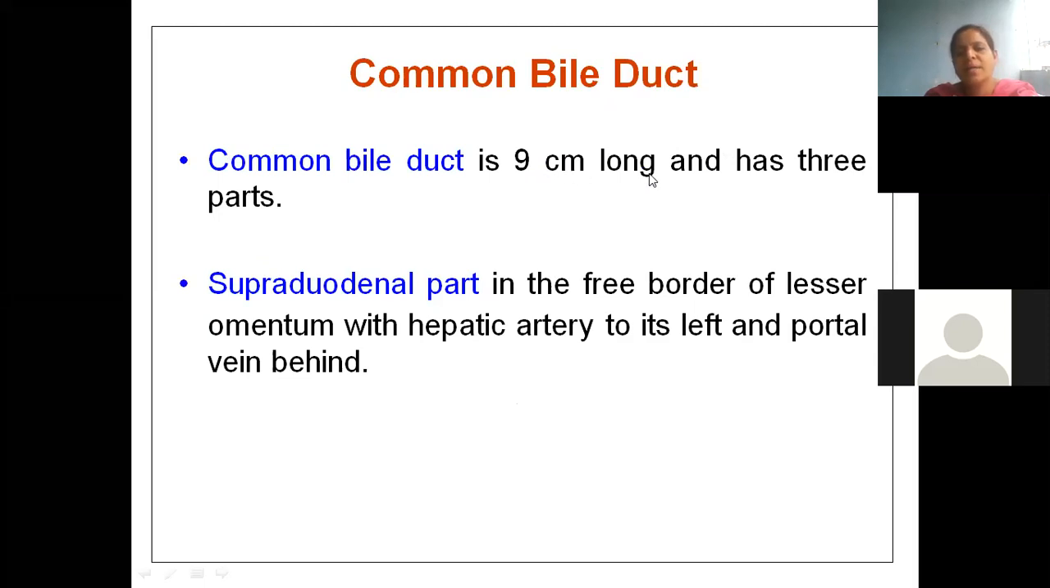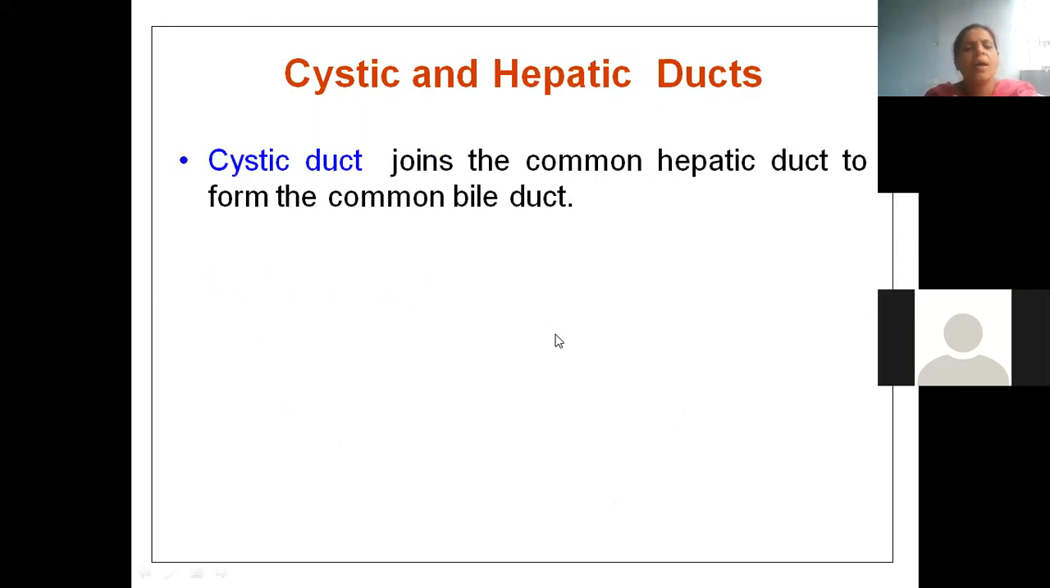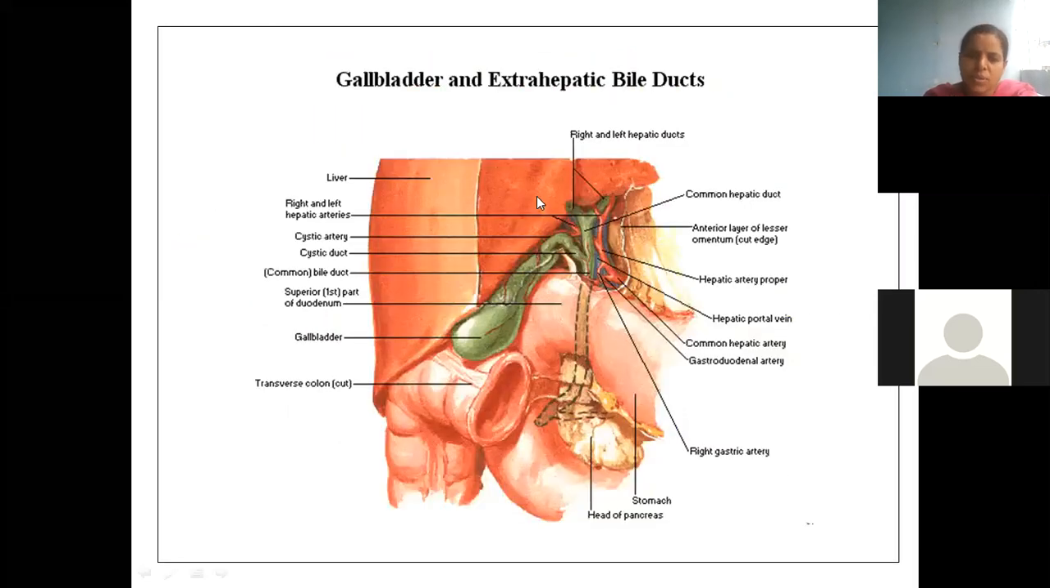The common bile duct is 9 centimeters long, and in my previous class also I told you this whole thing is the common bile duct. It has certain parts: above the first part of the duodenum, you call it the supraduodenal part. Behind the first part of the duodenum, the retroduodenal part. Below the first part of the duodenum, the infraduodenal part. And the one which is entering into the duodenum, you call it the intraduodenal part.